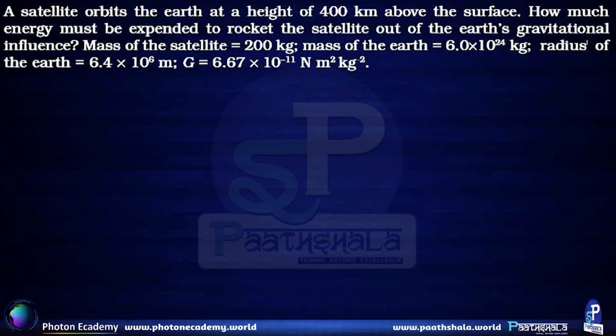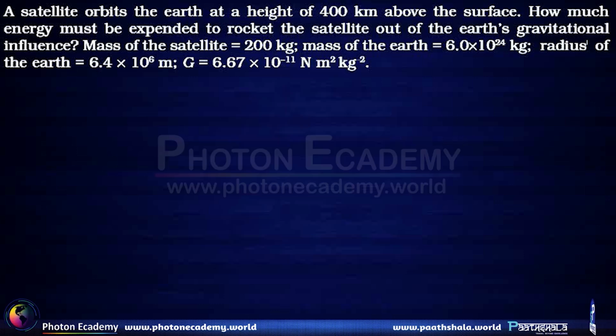A satellite orbits the Earth at a height of 400 kilometers above the surface. How much energy must be expended by the rocket such that the satellite comes out of the Earth's gravitational influence? Mass of the satellite is given as 200 kgs. Mass of the Earth is 6 × 10^24 kgs. Radius of Earth is 6.4 × 10^6 meters, and the value of the gravitational constant is given.